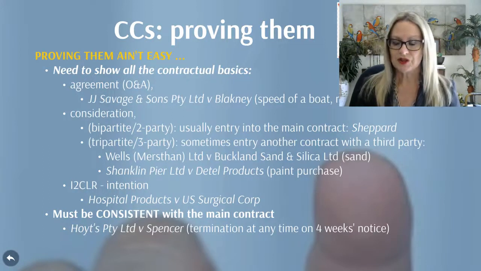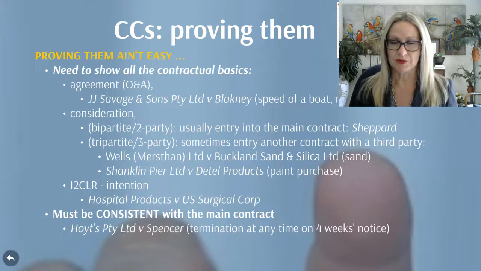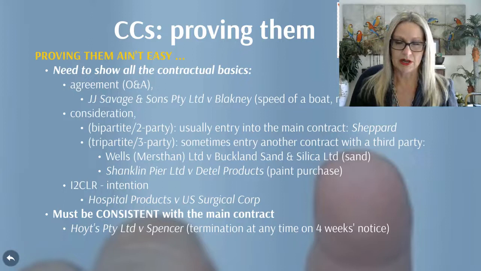So in the Hospital Products and US Surgical Corp case, where we were talking about the parol evidence rule, that was the case that involved the distributorship arrangement between the Australian distributor and the US Surgical company. That representation that they would only be distributing US Surgical Corp's products and nobody else's products was held to be a term of the contract between the parties. It operated as a collateral contract. And the intent there obviously was that that representation was going to be contractually binding.